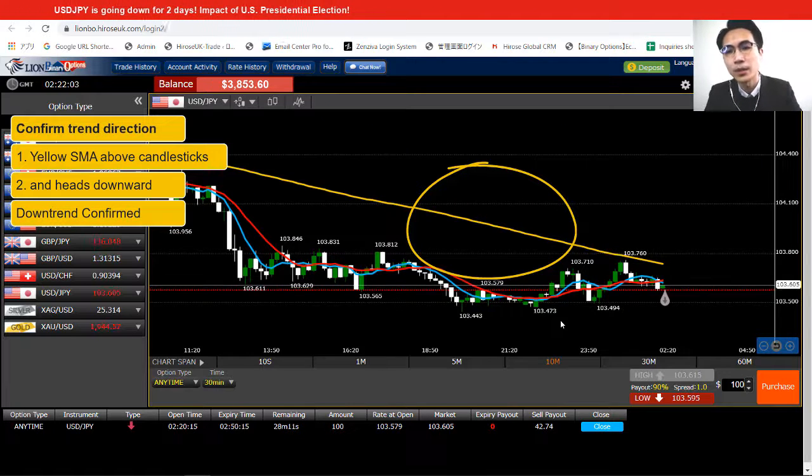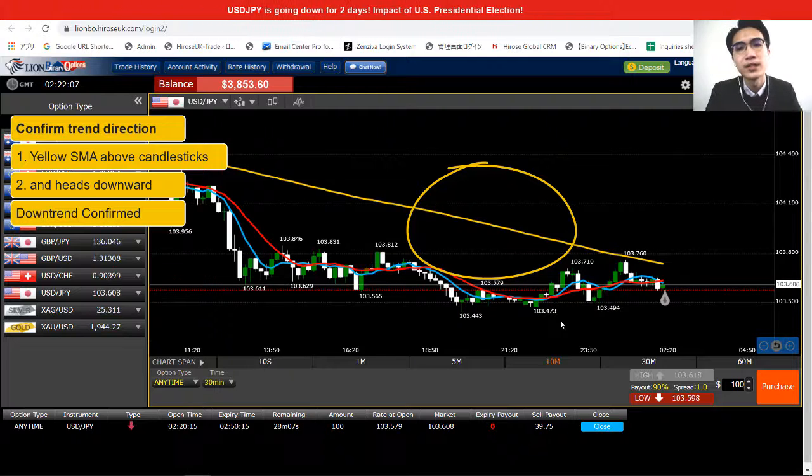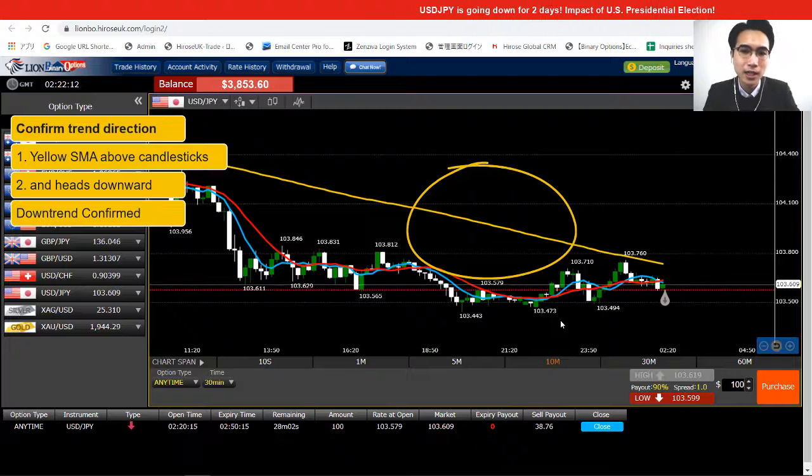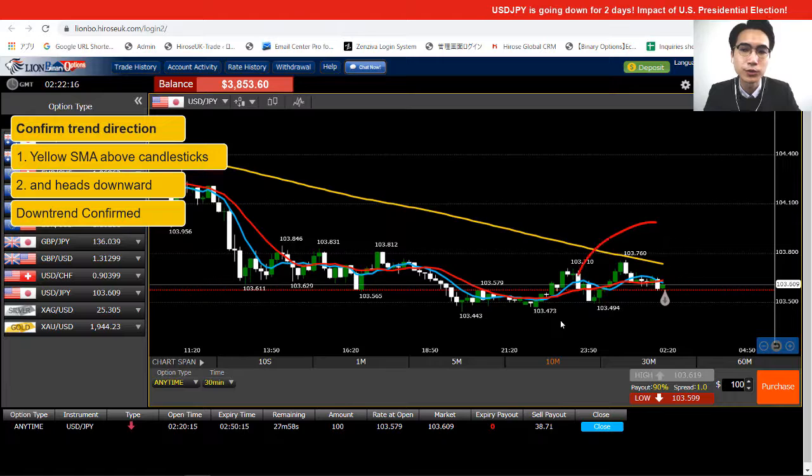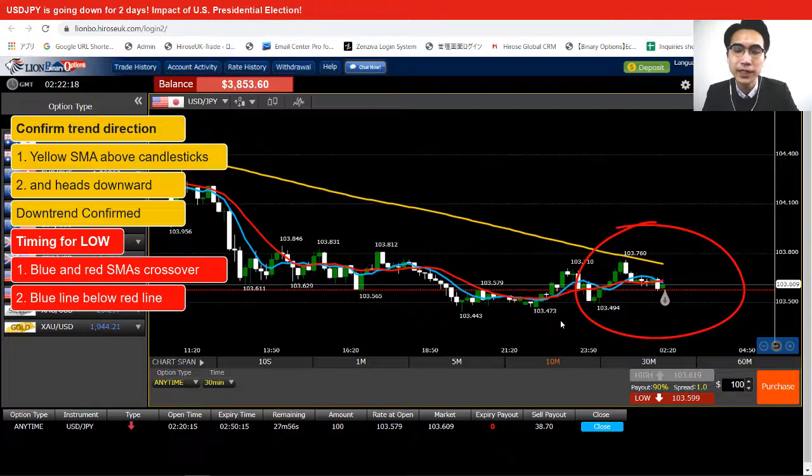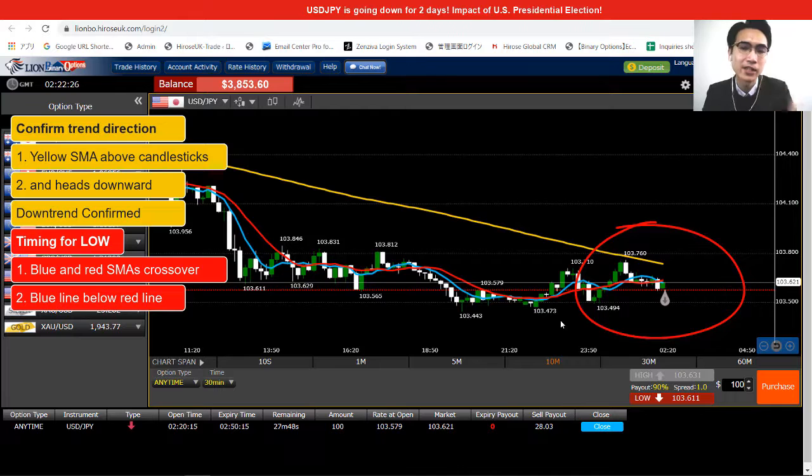That's the same when we use this strategy on normal daily trading. So we first confirm the trend direction. Now I confirm that it's in a downtrend, and then I move on to the blue and red simple moving average. So these two simple moving average crossover when I opened that trade, and if the blue line is below the red line, that indicates a bearish signal for me to open a low option.